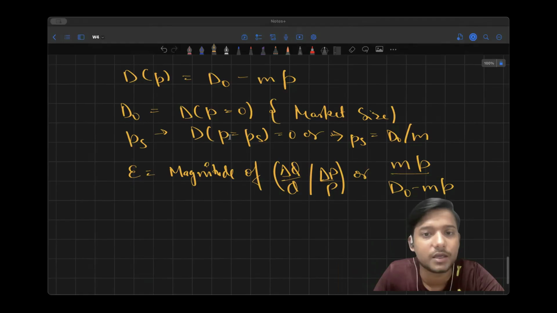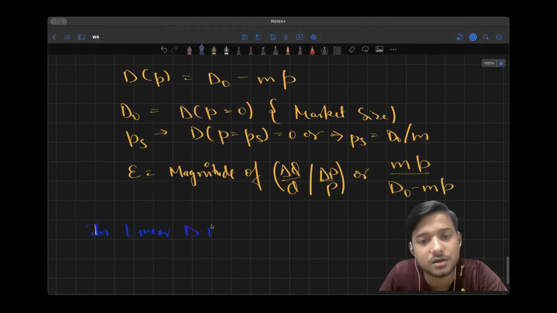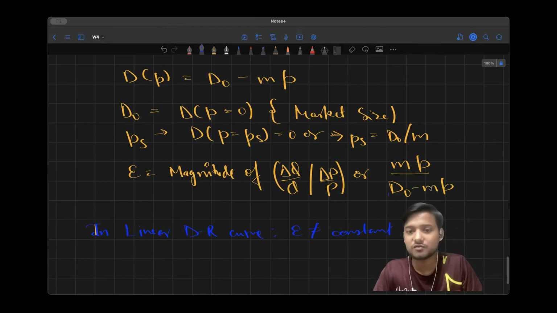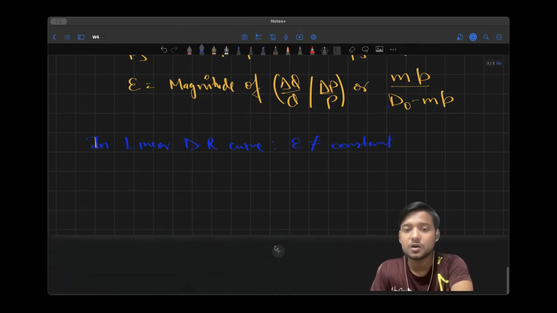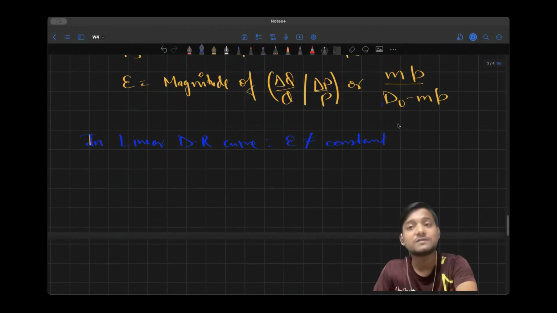And one more thing we should know: elasticity keeps changing here. Elasticity is not constant in a linear demand response curve. As you can see here as well, elasticity itself is a function of price. We have elasticity equal to MP divided by D naught minus MP. Therefore, elasticity itself is a function of price and it changes with respect to price.